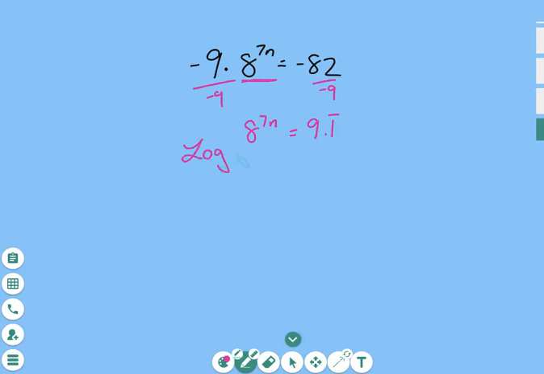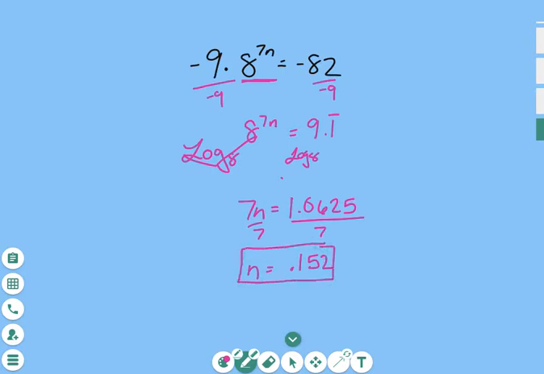We're going to get rid of our exponential by using a log of the same base, so this 8 on both sides, so that these can cancel, and I'm left with 7n. On the other side, I'm going to take my log of 9.1 repeating divided by log of 8, and I get 1.0625. And to finish solving, I'll divide by the 7 here. And I end up with n is 0.152.